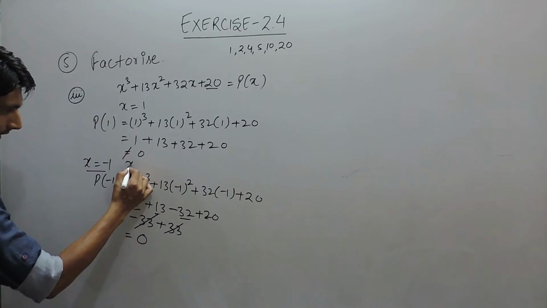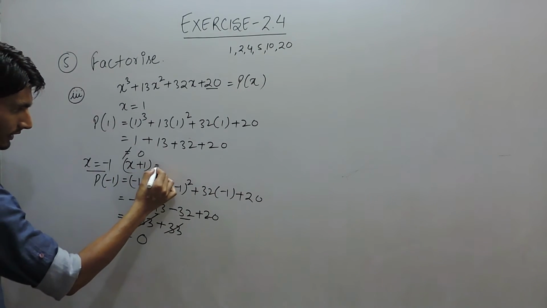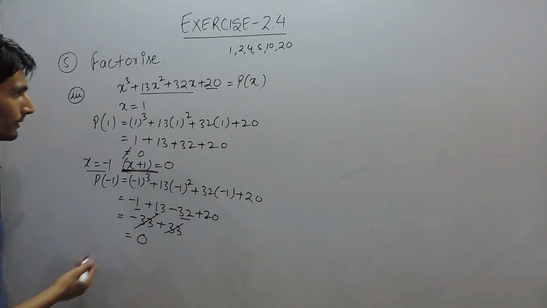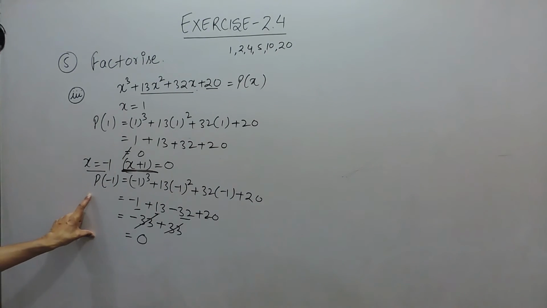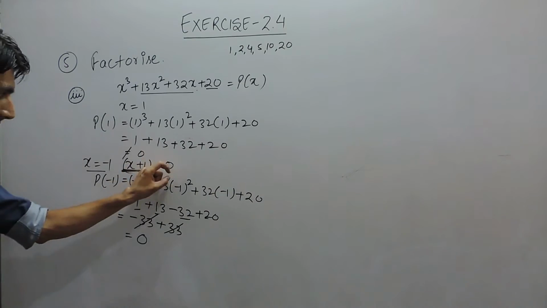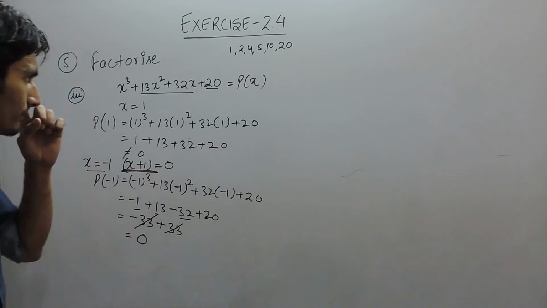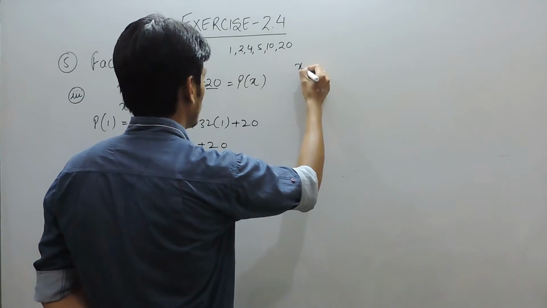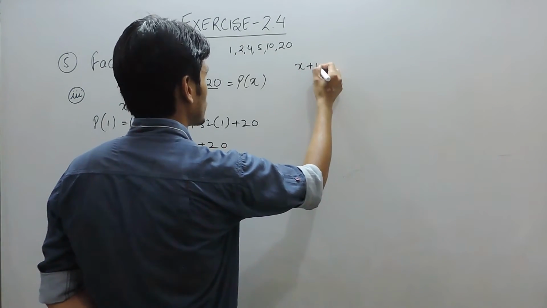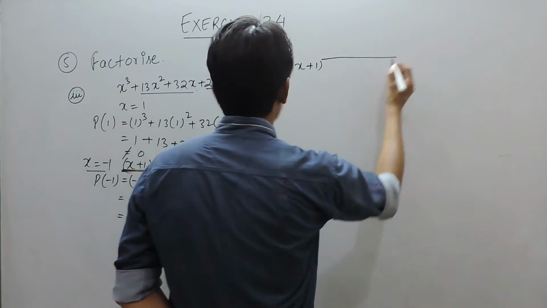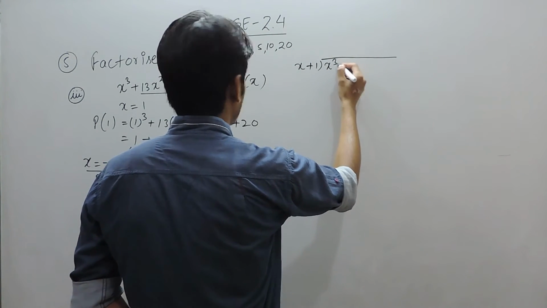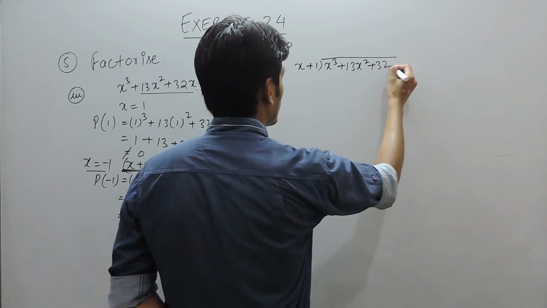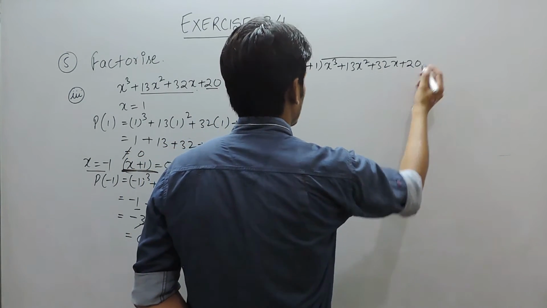So obviously x plus 1 equals 0, so this must be a factor of this polynomial. Here we are applying the factor theorem. After that you have to divide x cube plus 13x square plus 32x plus 20 by x plus 1.